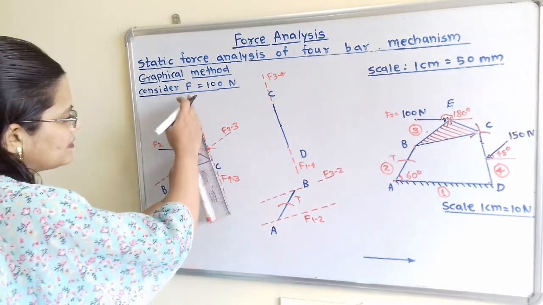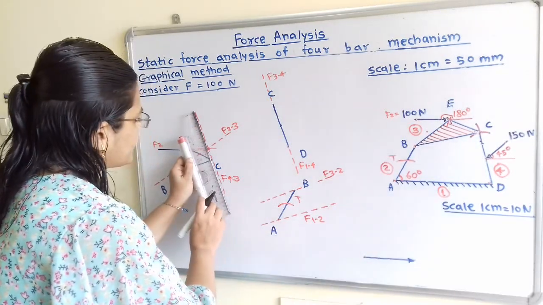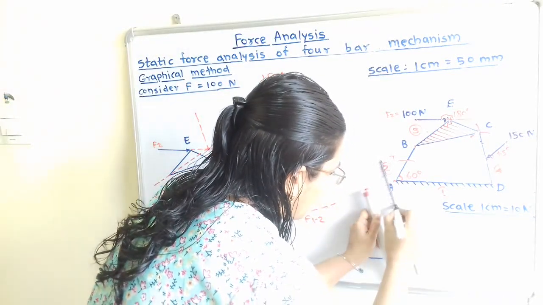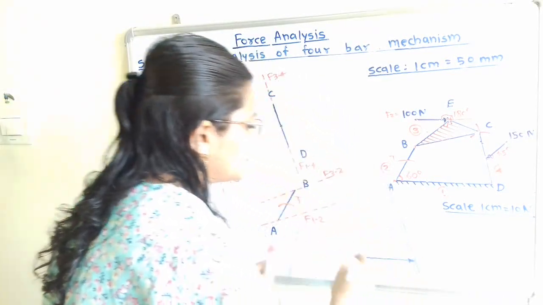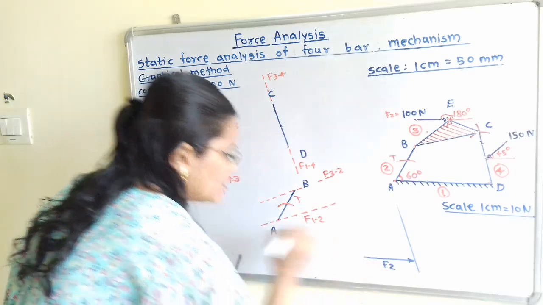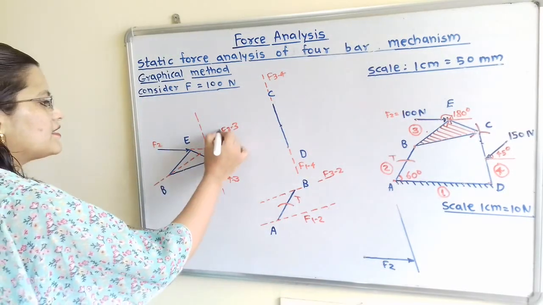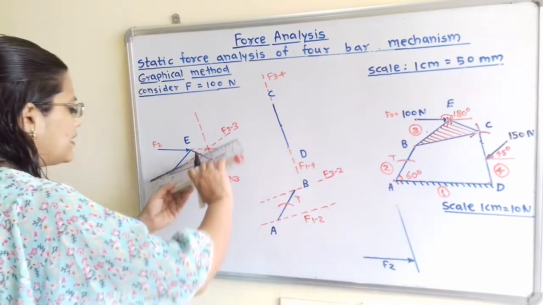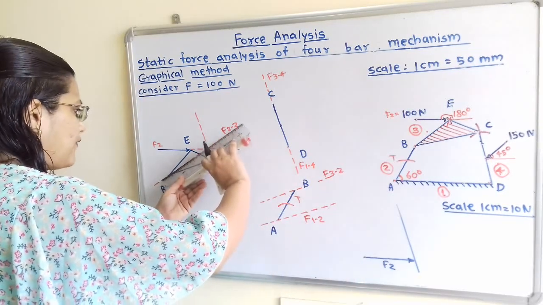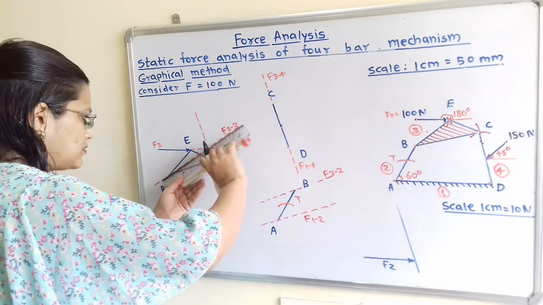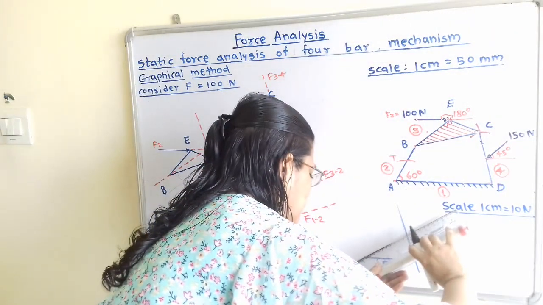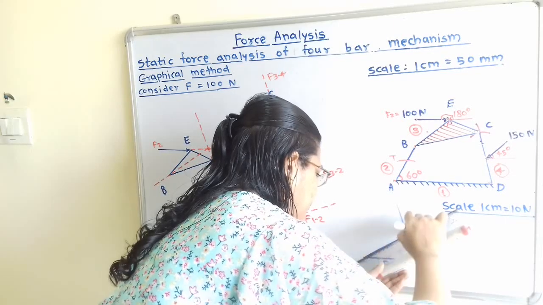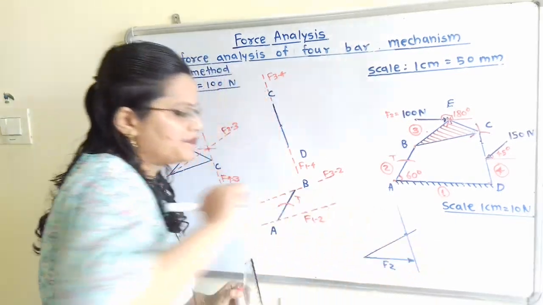Now I will take this line parallel to it, and I will pass this line of action of force through the head of this force F2. So this is the line. I will mention here this is force F2. Now here is the line of action of F of 2 to 3. So we have to pass through the tail of this line of action of force. So here is the point.